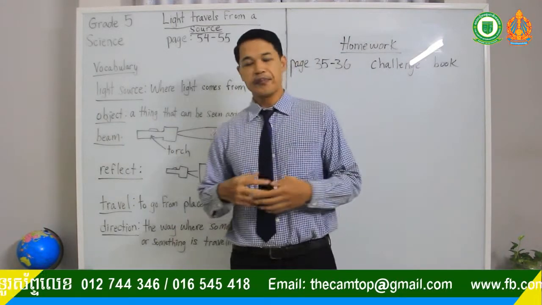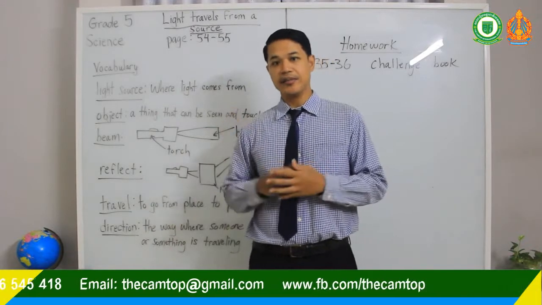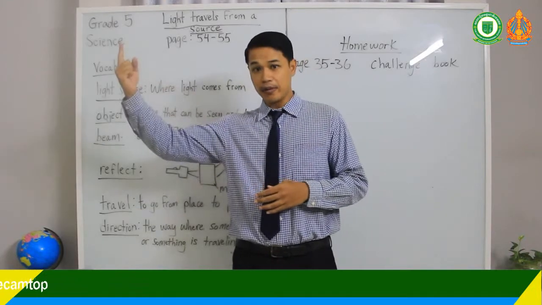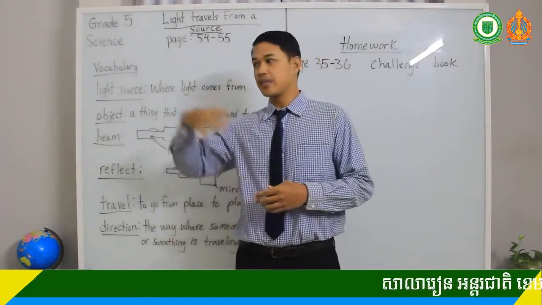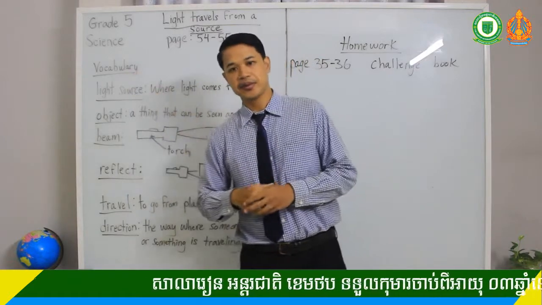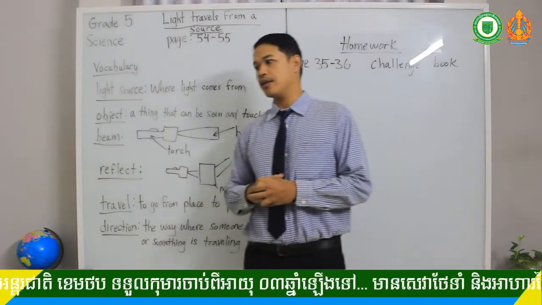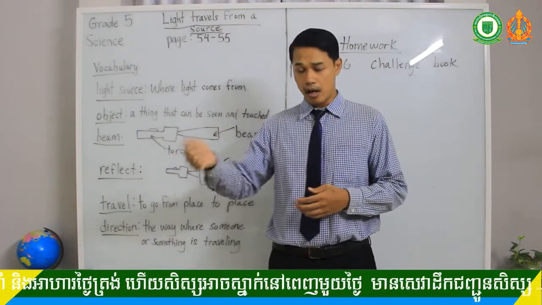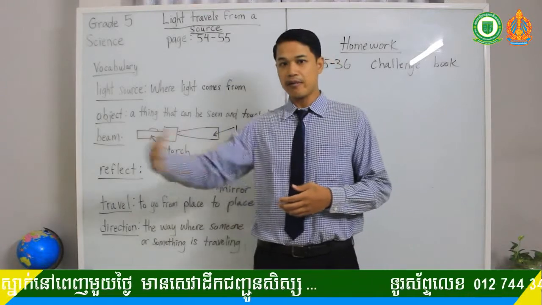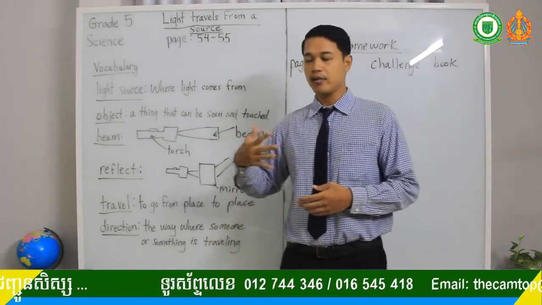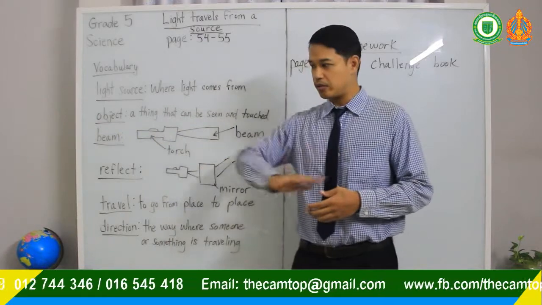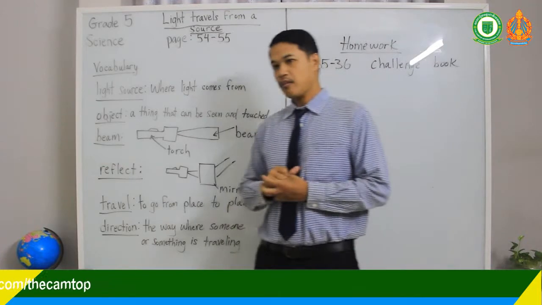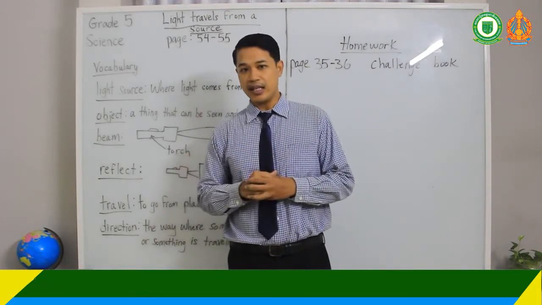Okay, so for example, the sun is what we call a light source. So light travels from the source, the sun. All right, another example, a torch. When you turn the torch on, light will travel from it. Okay, light will travel from the torch. And how do we see things?